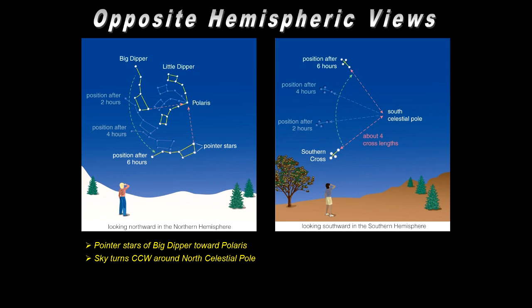The southern hemisphere, similar conditions apply, but the south celestial pole is not associated with a fortuitous star that might happen to be there. There is none, although the Southern Cross points to that location if you go about 4 Southern Cross lengths, and everything is going clockwise because you're on the other side of Earth. So there you have it, and now go on to part 2 of the motions of Earth.